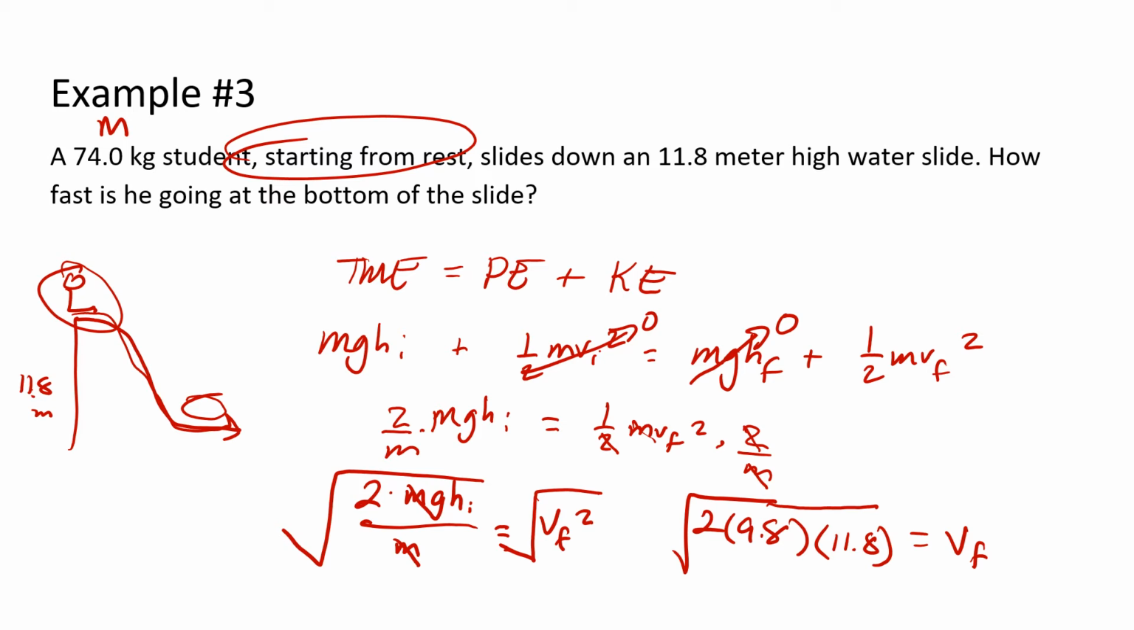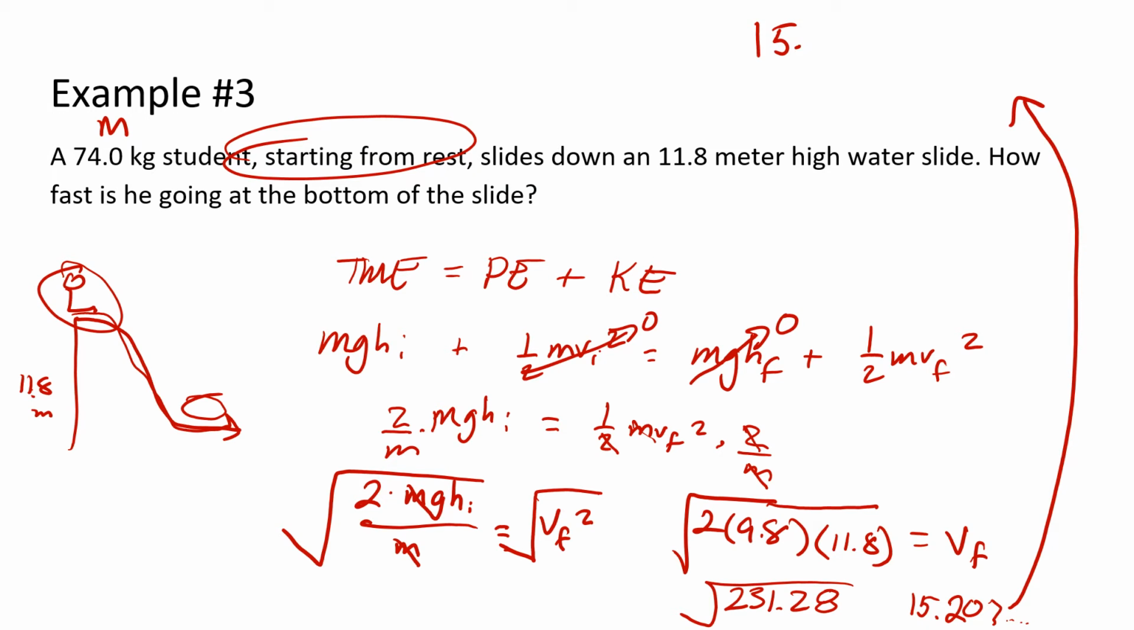So this is 2 times 9.8 times 11.8. Take the square root of this thing. When I did all of this, I ended up with 231.28. I'll take the square root of that, and I'm going to end up with 15.207 something. So then we can make this my final answer. Sorry, this is really disorganized, but I'll take this all the way up here: 15.2 meters per second.